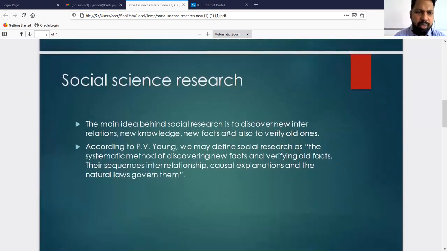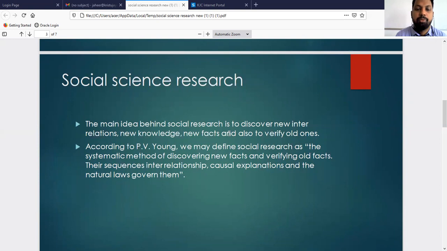So one of the major definitions given by PVA about the social science research is: social science research is a systematic method for discovering the new facts and verifying the old facts and their sequences of interrelationship, causal explanation, and the natural laws that govern them. This is one of the definitions given by PVA. If you go through the definition, you can clearly understand the main idea behind the social science research.